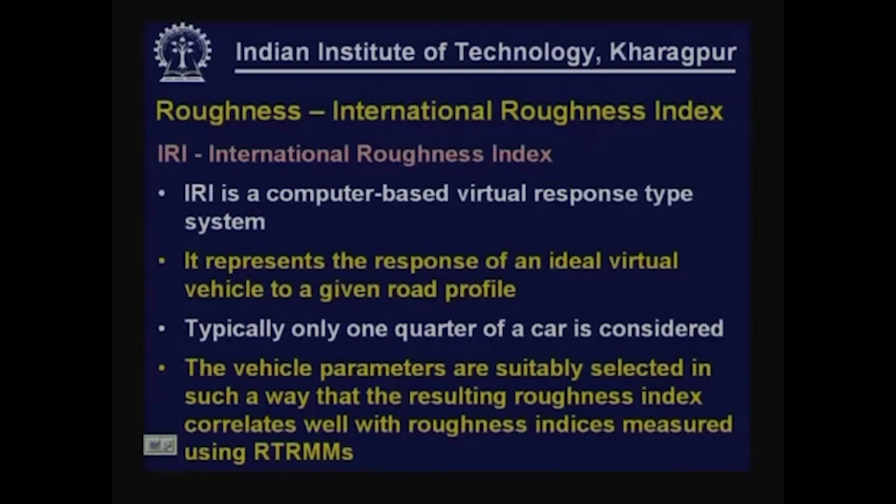So, the golden car or quarter car, its parameters are selected in such a way that the resulting IRI that we are getting correlates well for a given road. For example, for a given road we measure the profile by, let us say, rod and level method, we get the exact profile of the road. For the same road, when we conduct a survey using a roughness meter, let us say fifth wheel bump integrator, we know what is the fifth wheel bump integrator value that we get. That value can be correlated with the IRI that is calculated.